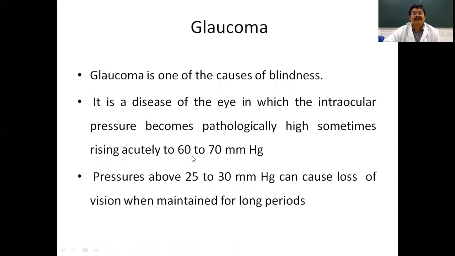Glaucoma is a triad condition. It is one of the major causes of blindness. First and foremost is cataract, followed by glaucoma. The third most common is refractive errors. Glaucoma is the second cause of blindness worldwide.